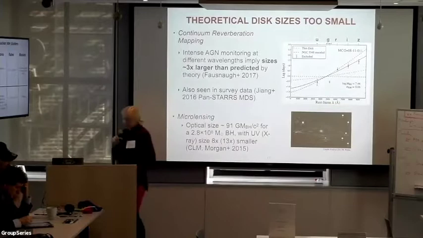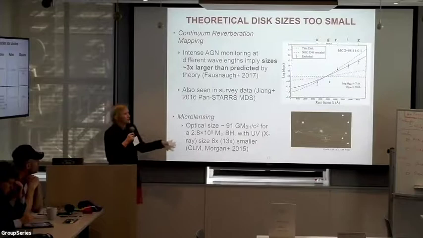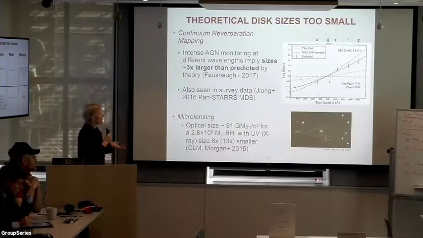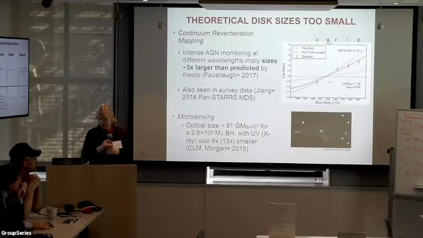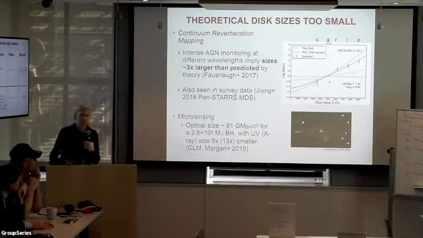And results from microlensing are also consistent with this. Results from quasar microlensing also show that the absolute disk sizes of an AGN are a few factors larger than what you would expect. It's also possible maybe we have the temperature gradient wrong as well.